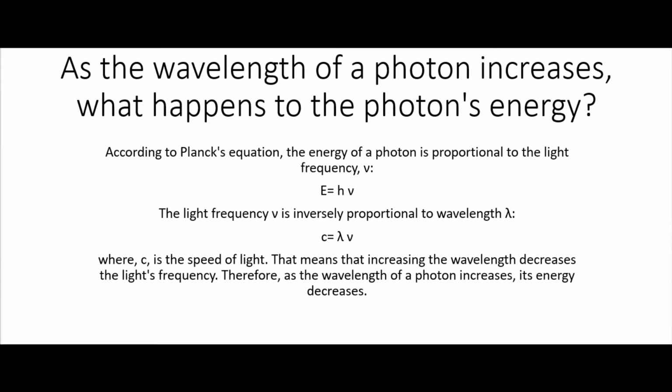Now, as the wavelength of a photon increases, what happens to the photon's energy? According to Planck's equation, the energy of a photon is proportional to the light frequency. So we have E equals hv. The light frequency is inversely proportional to the wavelength, which has the symbol lambda: c equals lambda v, where c is the speed of light. That means that increasing the wavelength decreases the light's frequency. Therefore, as the wavelength of the photon increases, its energy decreases.